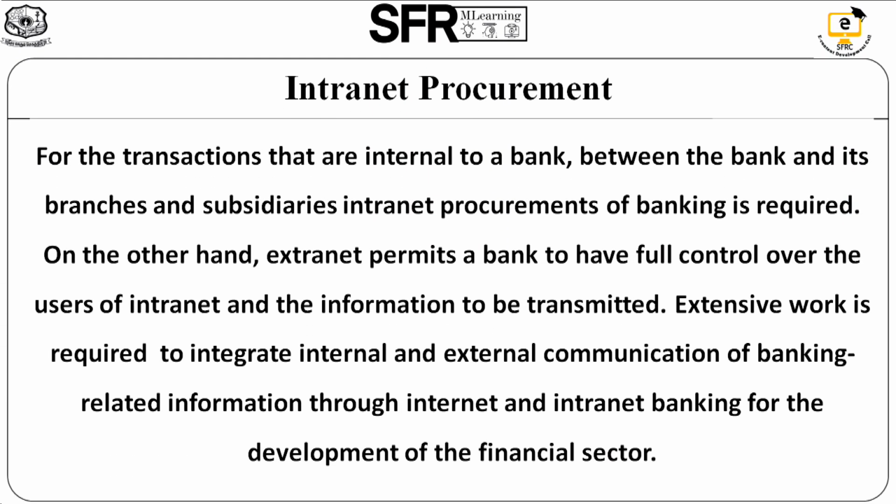Then last dimension is intranet procurement. For the transactions that are internal to a bank, between the bank and its branches and subsidiaries, intranet procurement of banking is required. On the other hand, extranet permits a bank to have full control over the uses of internet and the information to be transmitted. Extensive work is required to integrate internal and external communication of banking related information through internet and intranet banking for the development of the financial sector.